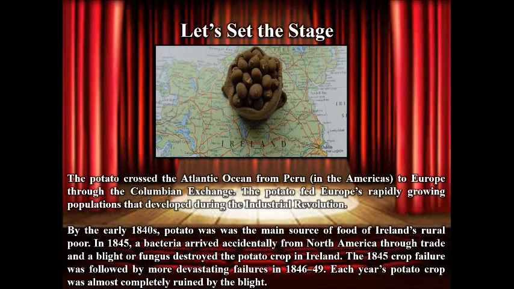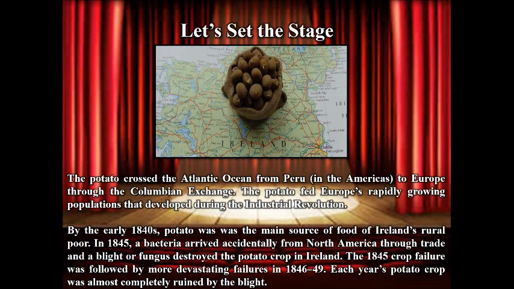Let's set the stage. The potato crossed the Atlantic Ocean from Peru in South America to Europe through the Columbian Exchange. The potato fed Europe's rapidly growing populations that developed during the Industrial Revolution. By the early 1840s, potato was the main source of food of Ireland's rural poor.